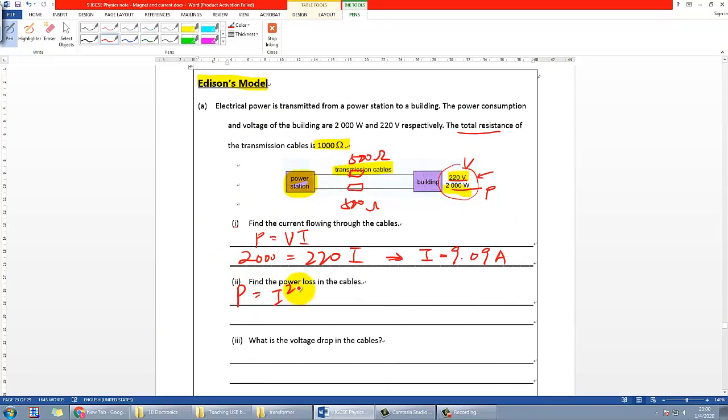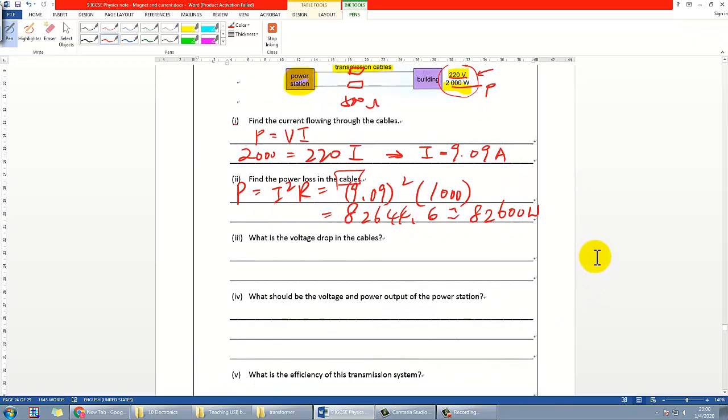P equals I squared R, where I is given from the previous part, and then R is in total 1000, because we are talking about the cable, right? So 1000 will be the total. So here we get, if I use a whole number from the previous question, 82644.6. So round it to say 826 maybe watt. Okay, if you'd like to use scientific notation, that's fine too. We can do 8.26 times 10 to the power 4.